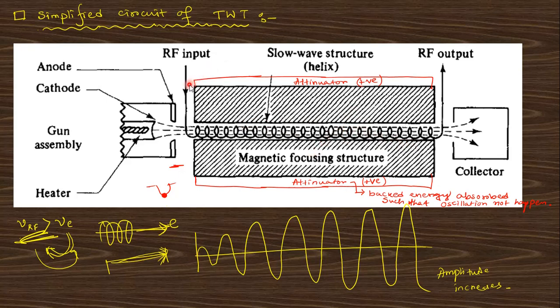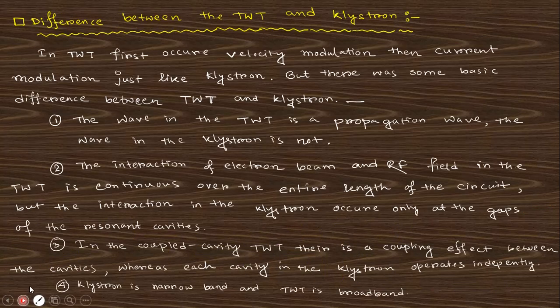By using a two-cavity klystron we get amplification, but if you take a multi-cavity klystron, then it is a larger amplifier compared to two-cavity. But if you take the traveling wave tube, then this amplification is very much larger. That is the benefit, or application, of this TWT.